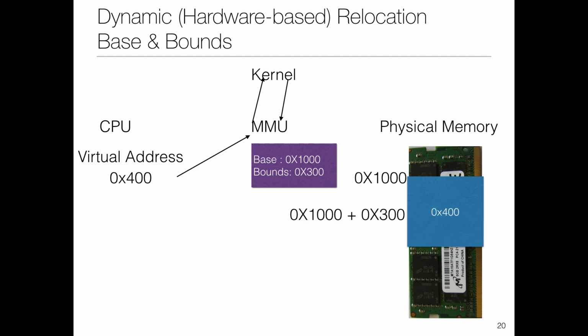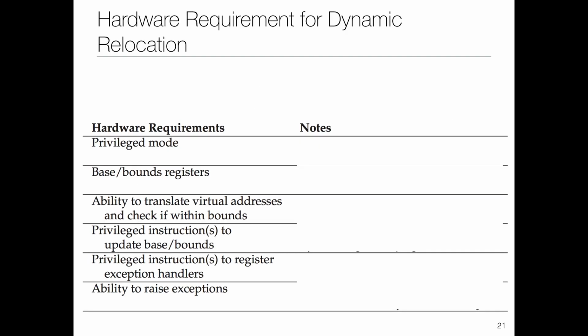What if you have 0x400? Is it in bounds? No, because the bounds was 0x300. Another way to look at it, the bounds should have finished there, but it has gone beyond that. So this memory is not allowed to be accessed, and you get a segmentation fault.